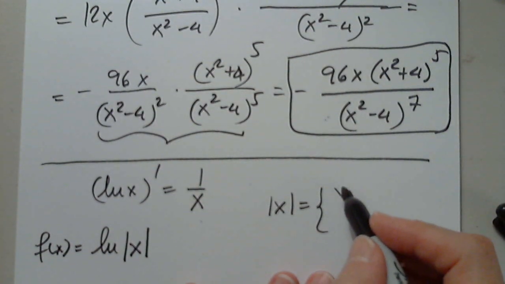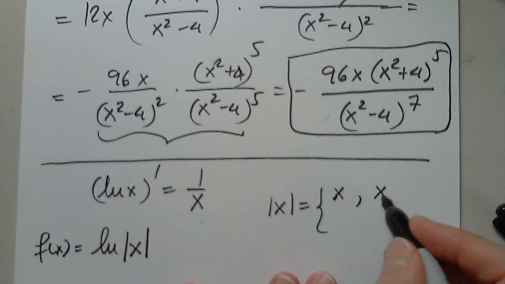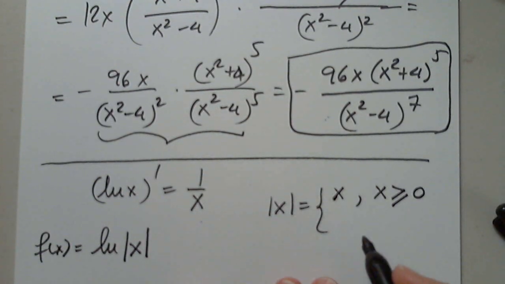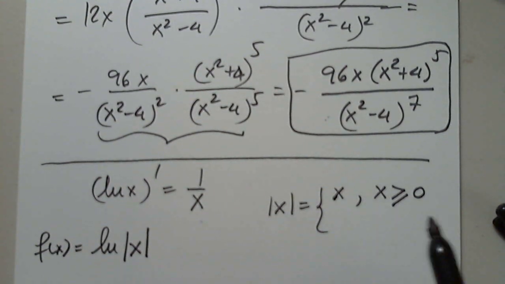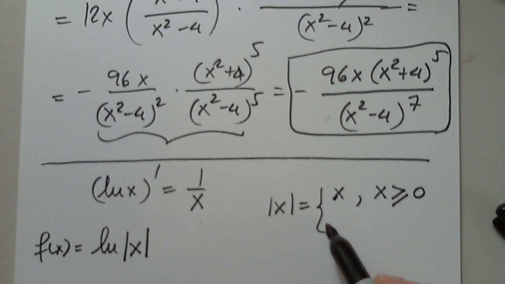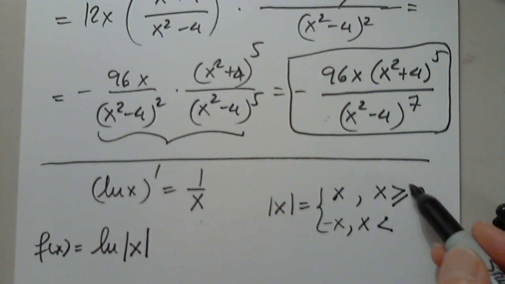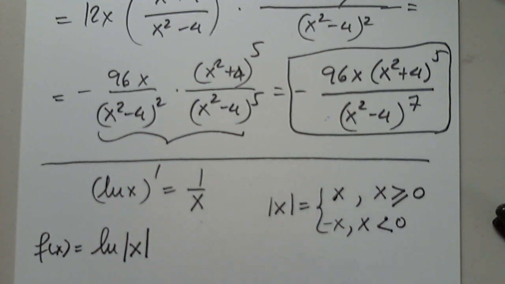When x is greater than 0, it is x, or otherwise, when x is less than 0, it is negative x. We already have greater than 0 here, right? It has to be the other one.